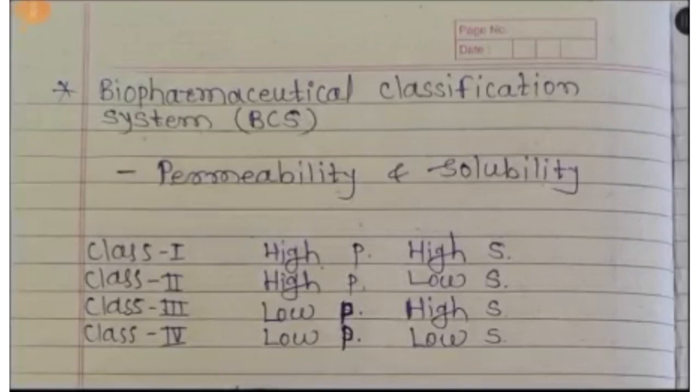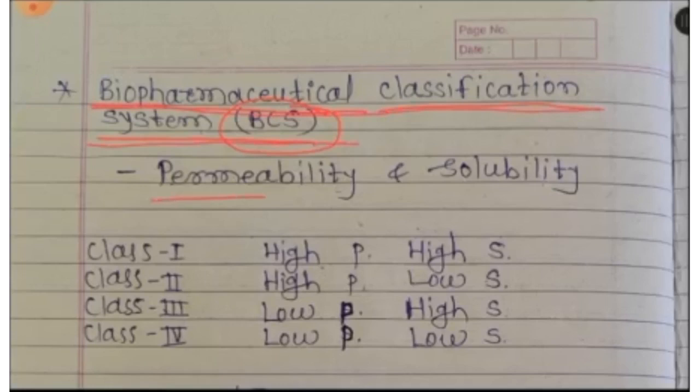In this video we discuss the biopharmaceutical classification system for drugs, or simply called BCS classification of drugs. According to the biopharmaceutical classification system, on the basis of two factors, first is permeability and second is solubility, the drugs are classified into four classes. The first is class 1, second class 2, third class 3, and last is class 4.